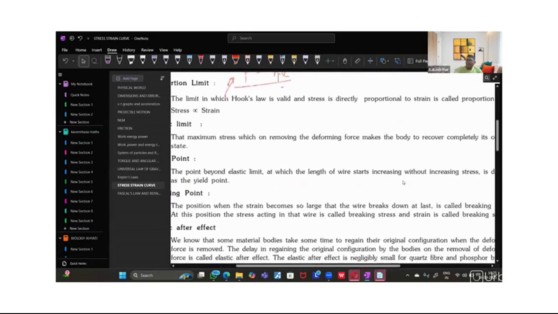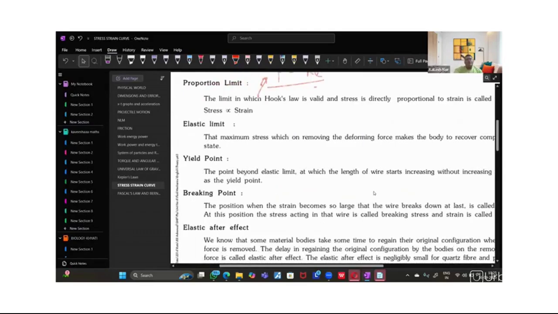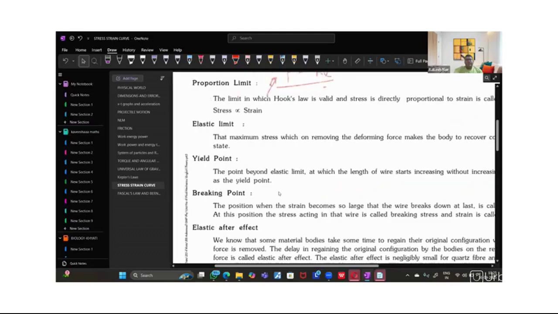At which the length of the wire starts increasing without increasing the stress. The wire is increasing, but the stress has reached its zenith. It cannot move much higher. This is called the yield point.